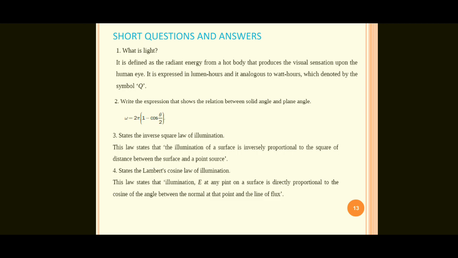Next, third question. State the inverse square law of illumination. So this law states that the illumination of a surface is inversely proportional to the square of the distance between the surface and a point source.